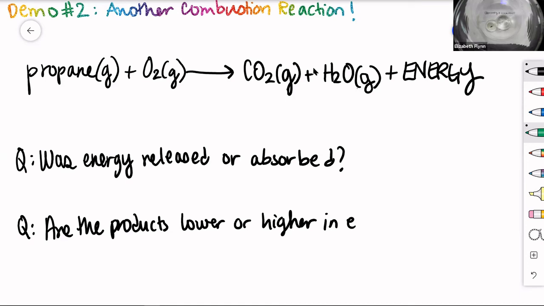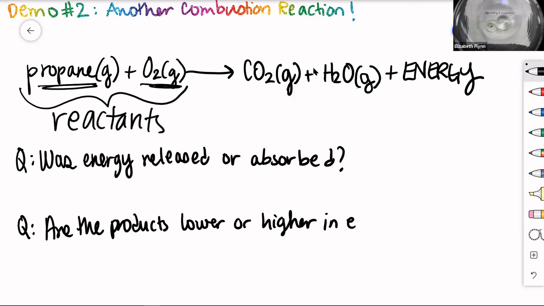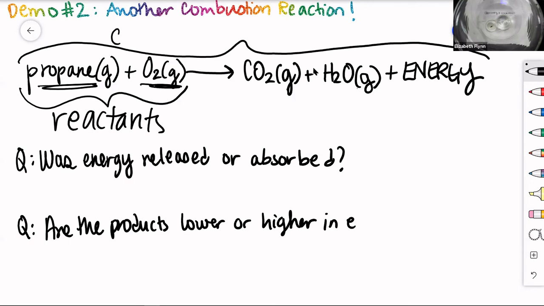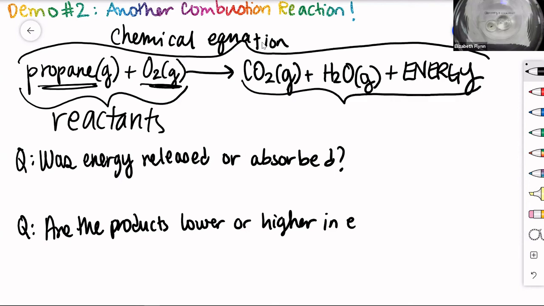So we're back. And what did we see happen? We saw propane in a balloon react with oxygen from the air. These, by the way, are the reactants in this chemical equation. And these are the products over here. So it's still a combustion. It's another combustion. We still had carbon dioxide and water vapor and energy being produced.